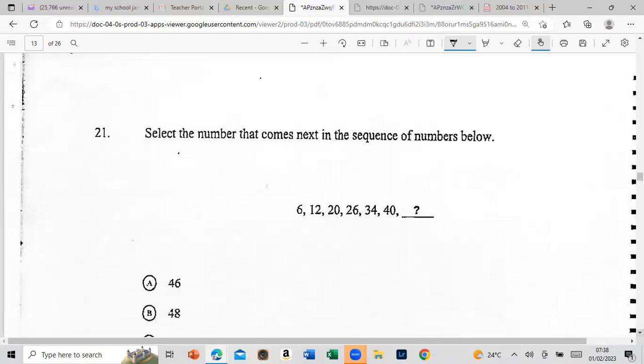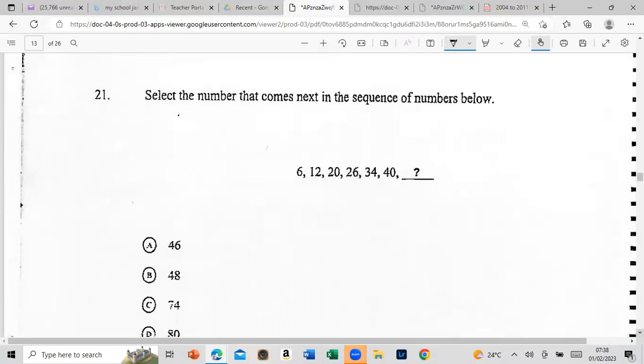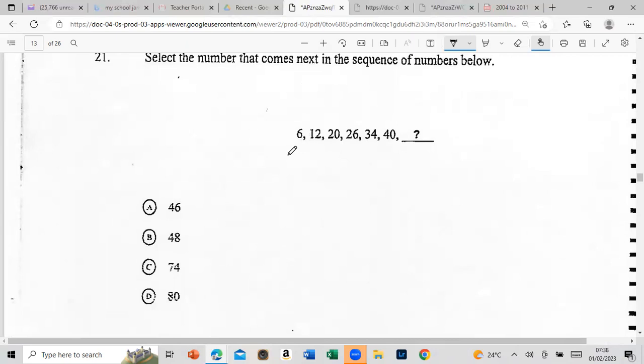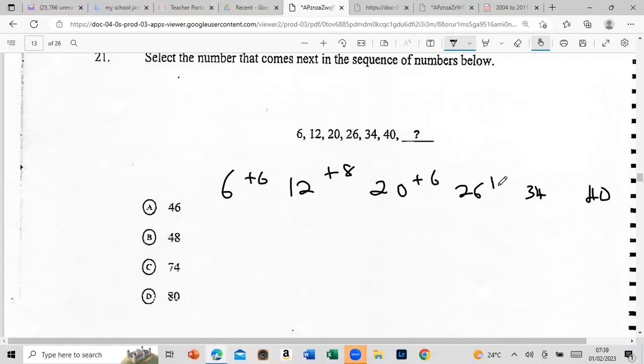It says for 21, select the number that comes next in the sequence of numbers below. All right, so first let us examine these. So we have 6, 12, 20, 26, 34, and then 40. All right, so let us examine what is happening. They add 6 to this, then they would add 8 to this. Okay, I see it. So they add 6 to this, so they're going to add 8. So it would be 48. All right, so 21 would be 48.